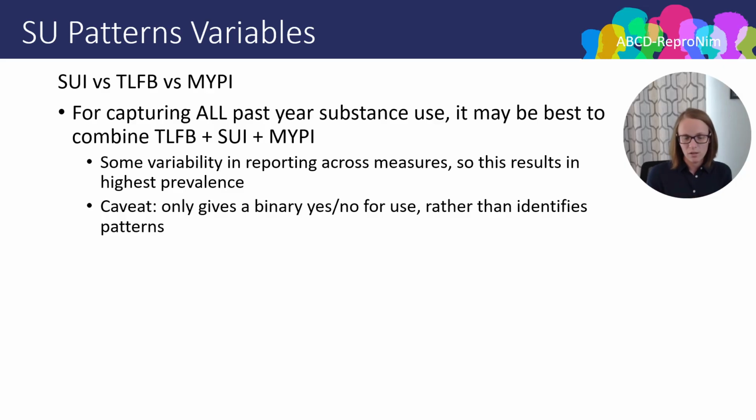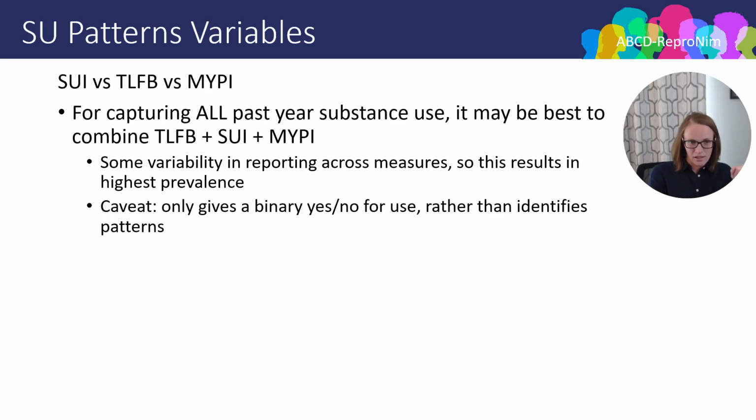Both the substance use interview and the mid-year are going to give you just a basic yes, no. That's great, it helps you know whether or not somebody's been using. But if you most want to capture all past year substance use, it may be best to combine it across these 3 measures. What we've seen in various reporting and through our own data analyses is that there is some variability in reporting across measures. Somebody might endorse on the mid-year interview that they're using substances that they don't then tell us about during their in-person visit. So if you combine across these 3 measures, you will get the highest prevalence rates. And I'm going to show you a bit of that data in a few minutes.